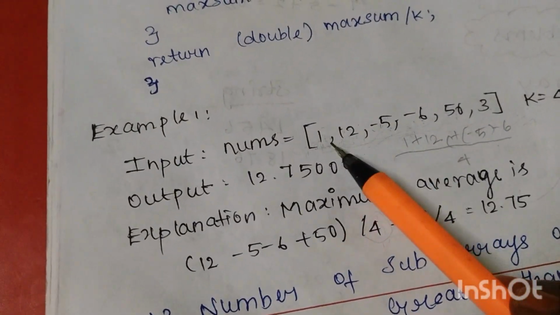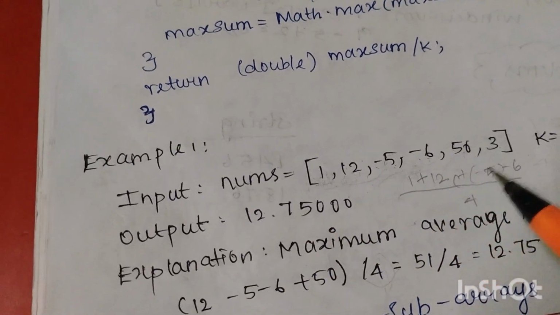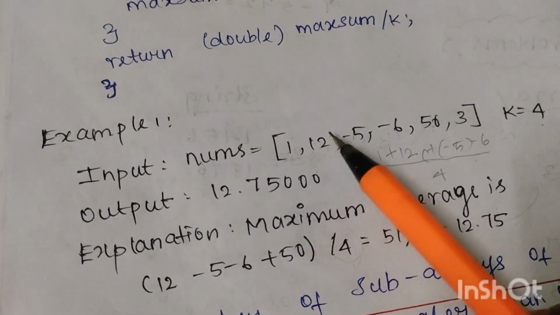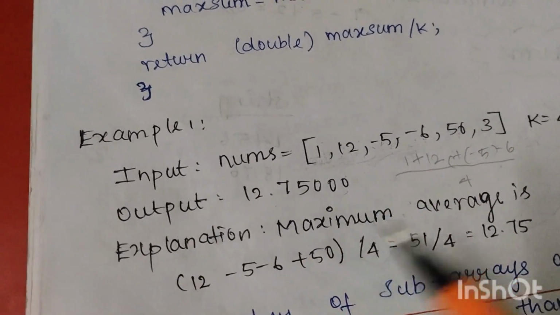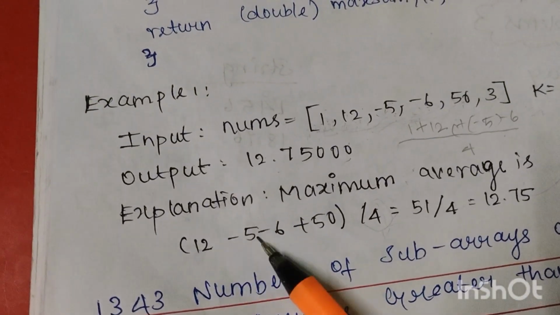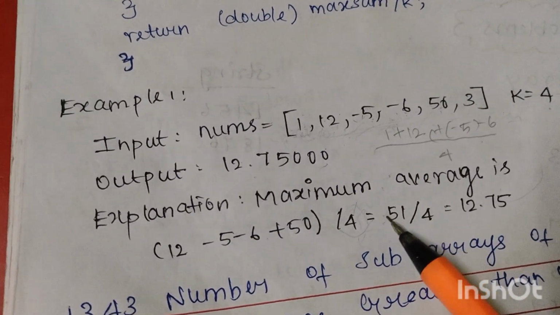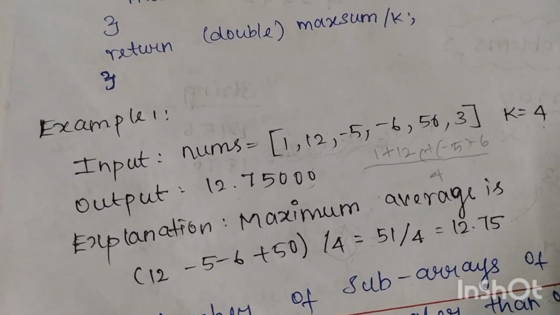So like that we have to find the maximum average subarray. We have to find the average of the subarray for every window and find the maximum among them. So for this array, this is the maximum average subarray: 12 minus 5 minus 6 plus 50 divided by 4 is equal to 51 by 4, which is equal to 12.75. This is the maximum.